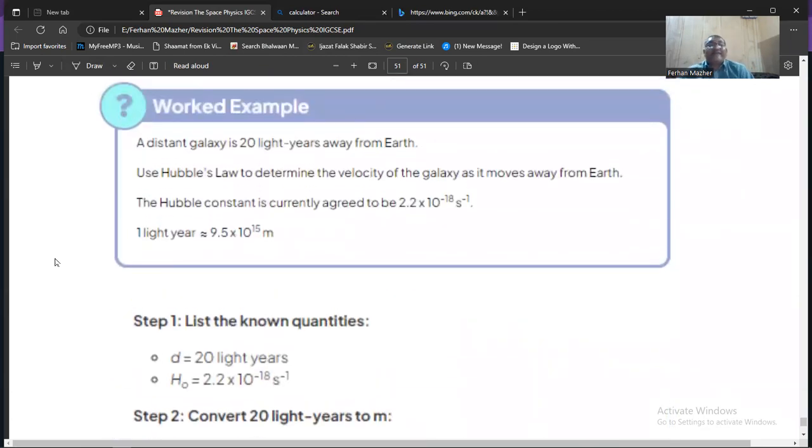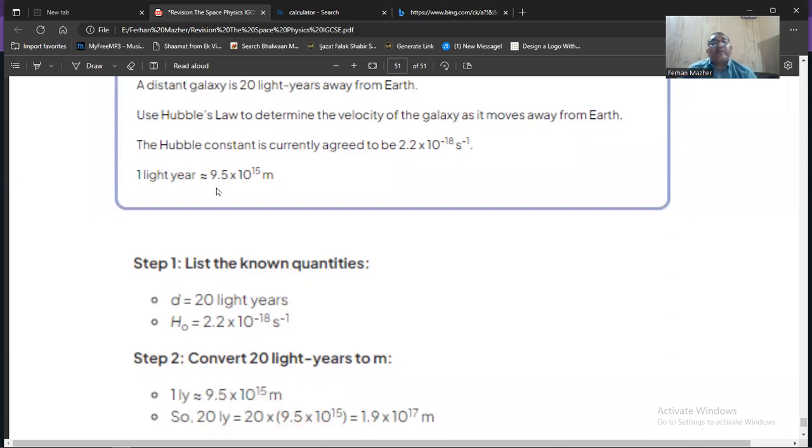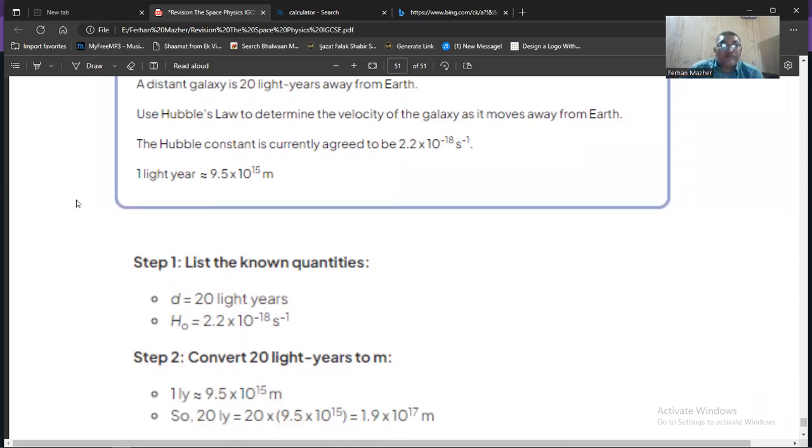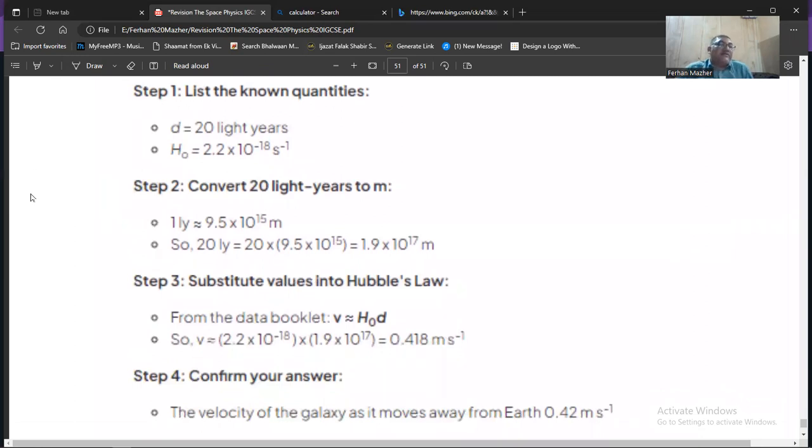So here we have a worked example. A distant galaxy is 20 light years away from Earth. Use Hubble's law to determine the velocity of the galaxy as it moves away from Earth. The Hubble constant is currently agreed to be 2.2 × 10^-18 per second. 1 light year is approximately 9.5 × 10^15 meters. So here we have the list of the known quantities: d is 20 light years, and the Hubble constant is 2.2 × 10^-18 per second.